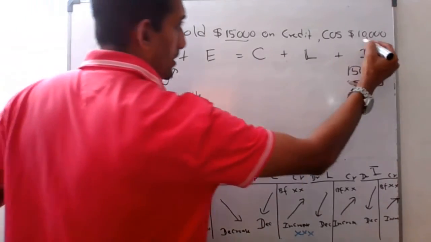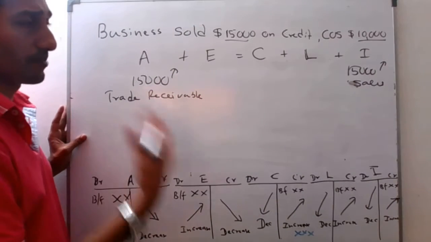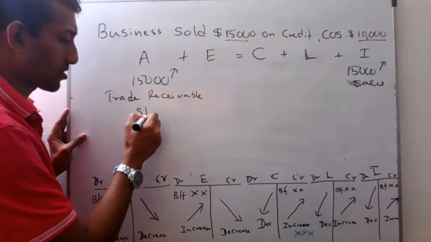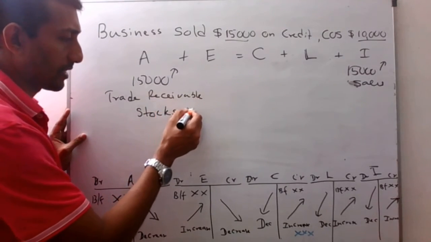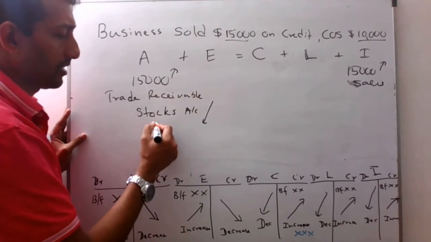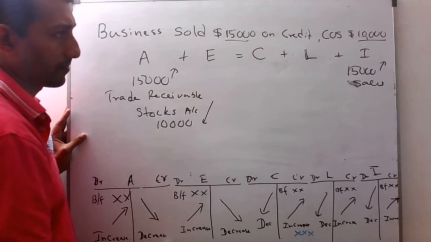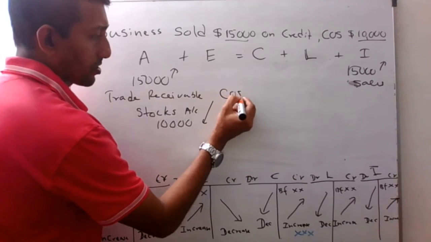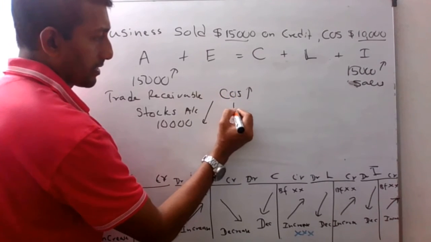How about 10,000? That's the cost. So when you make a sale, whether it's a credit or cash, your inventory, your stocks is going to go down by that amount, and that is 10,000, a reduction. And at the same time, we identify the expense, the cost of sale is going to go up by 10,000.